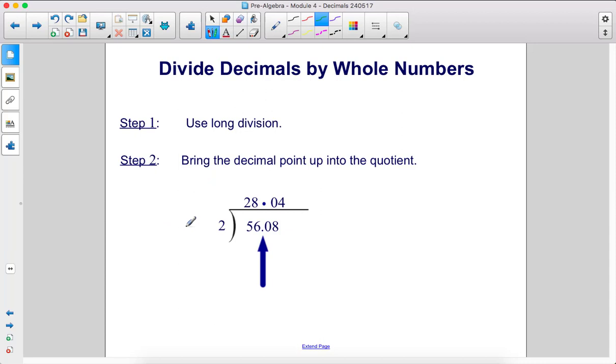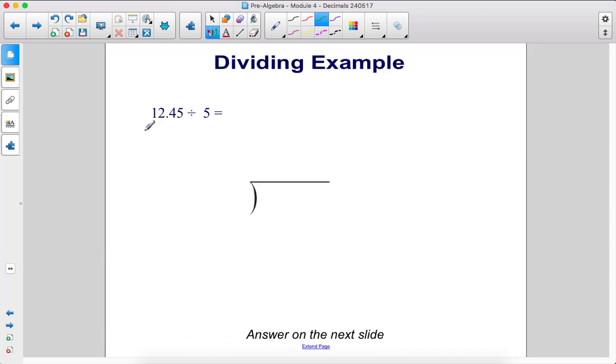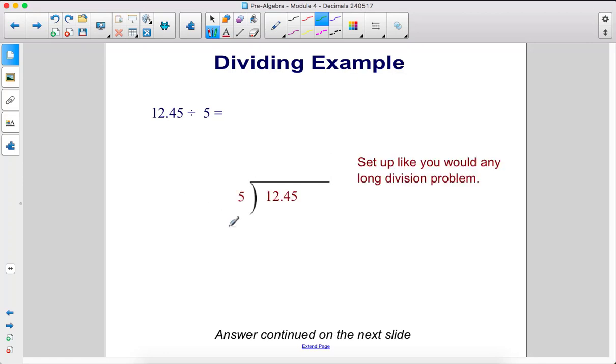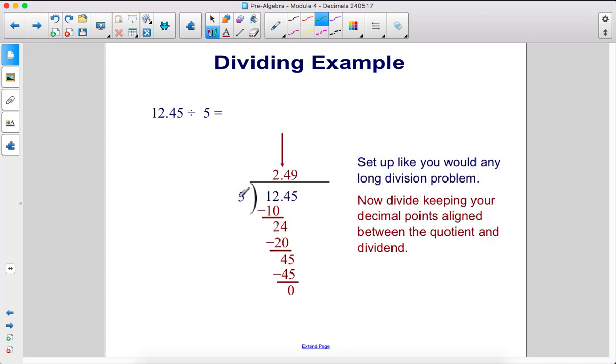To divide decimals by whole numbers, we're first going to use long division, and then we're just going to bring the decimal up, straight up into the quotient. Here's an example: 12.45 divided by 5. First, we're going to set it up like we would any long division problem. You do the division completely ignoring the decimal, and then at the very end, you just bring the decimal up vertically, straight up.